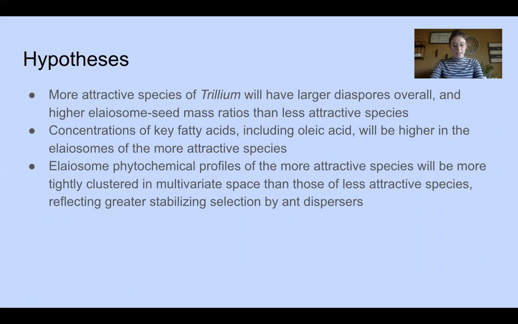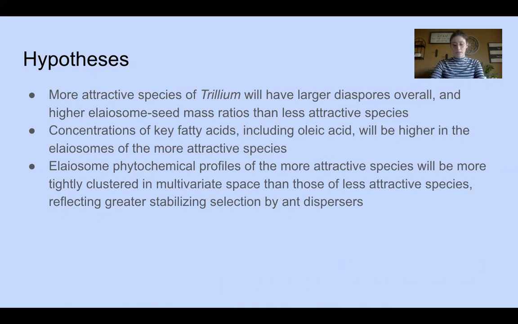Next, they wanted to assess interspecific differences in concentrations of elaiosome fatty acids. So this led to the hypothesis that concentrations of key fatty acids, including oleic acid, will be higher in the elaiosomes of the more attractive species.